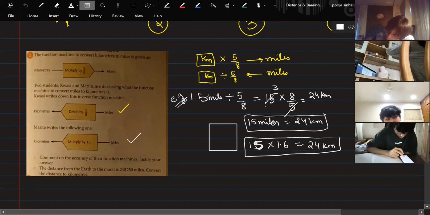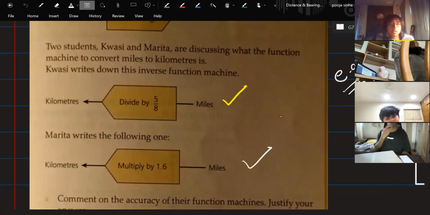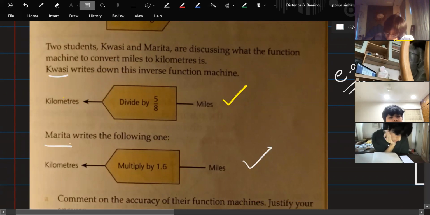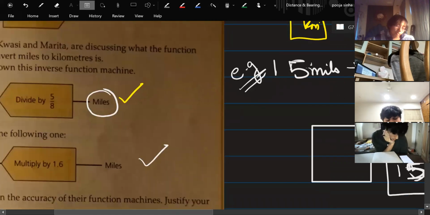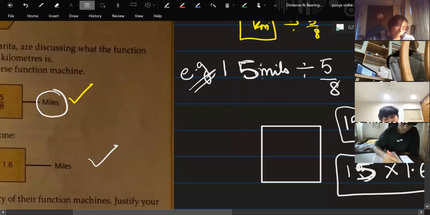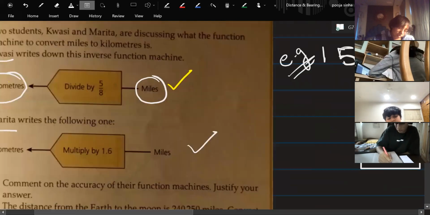Okay. We are just doing as per the question. Ayan, just look here. So there are two children in the class. They're investigating something. One is Kwasi, another is Marita. Kwasi says, if you want to convert miles into kilometers, you need to divide by 5/8. So we had 15 miles. We are trying to investigate, so we took an example. We are trying to divide it by 5/8 as per what Kwasi said.